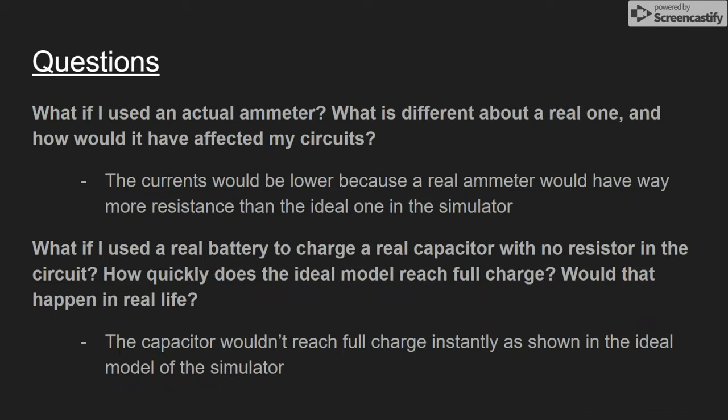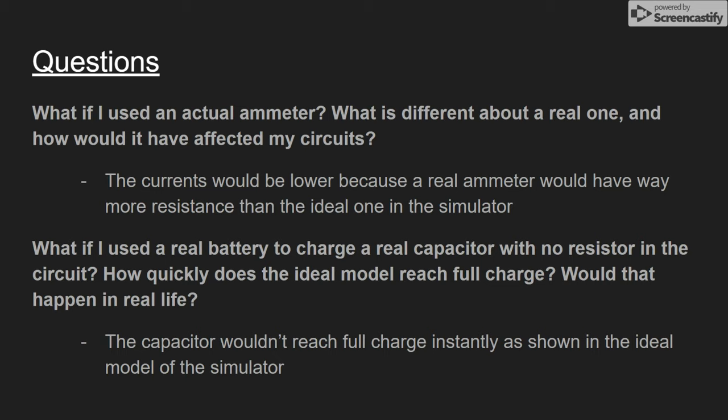And questions. What if I used an actual ammeter? What is different about a real one, and how would it have affected my circuits? The currents would be lower because a real ammeter would have way more resistance than the ideal one in the simulator. And what if I used a real battery to charge a real capacitor with no resistor in the circuit? How quickly does the ideal model reach full charge? Would that happen in real life?